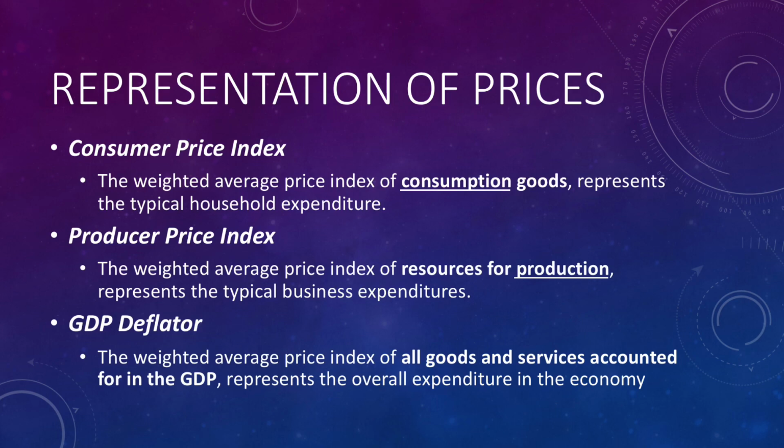This is the weighted average price index of consumption goods. Represents the typical household expenditure. We also have the producer price index, the weighted average price index of resources for production, which represents the typical business expenditures. We also have the GDP deflator, the weighted average price index of all goods and services accounted for in the GDP. This represents the overall expenditures in the economy.